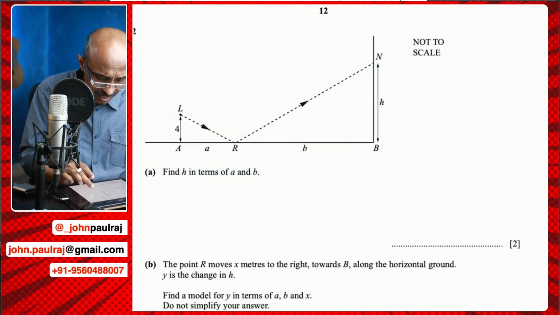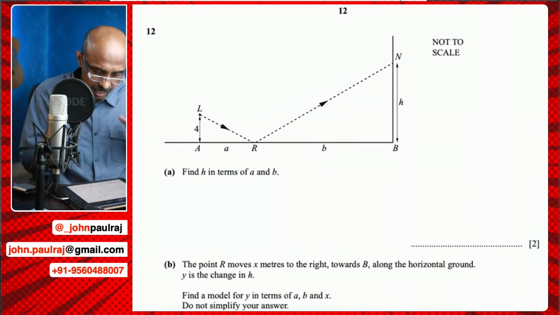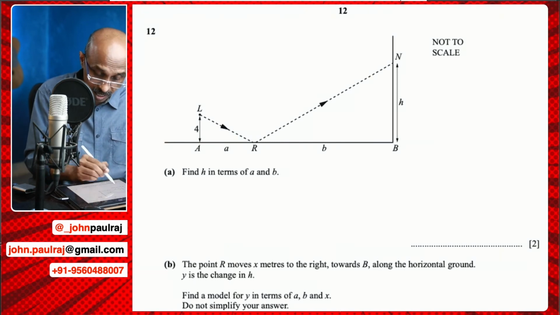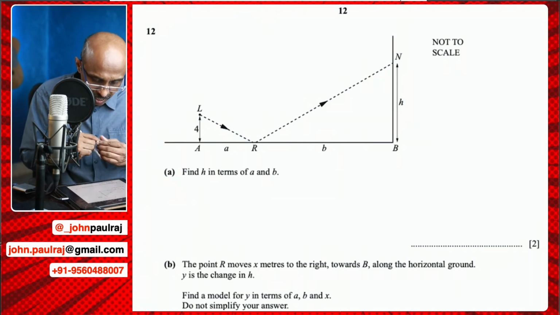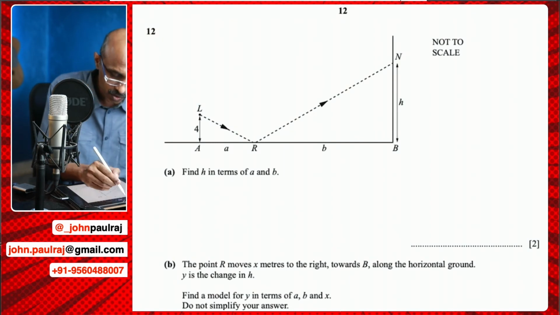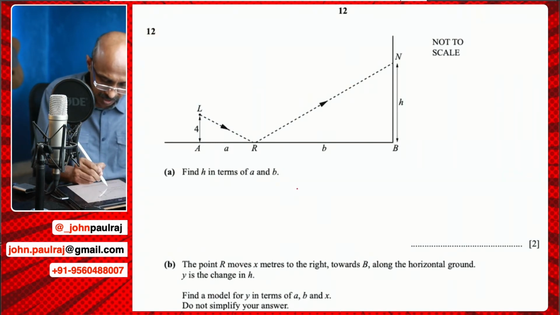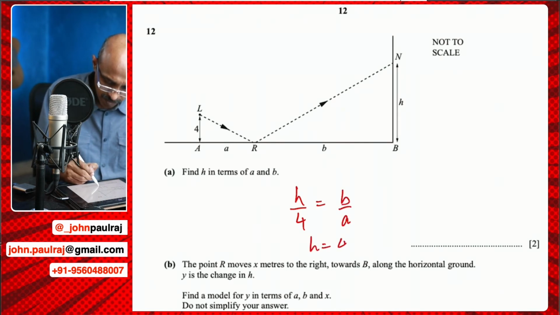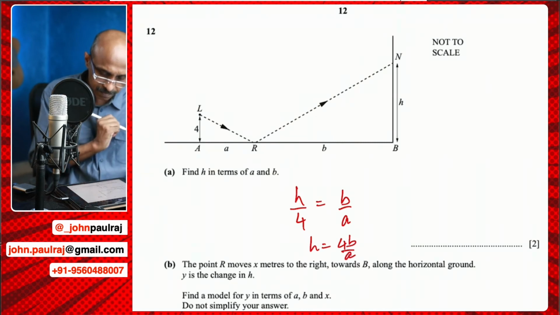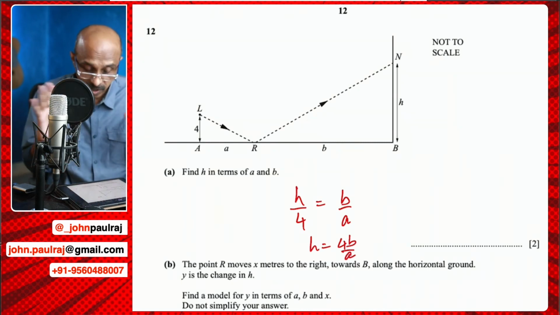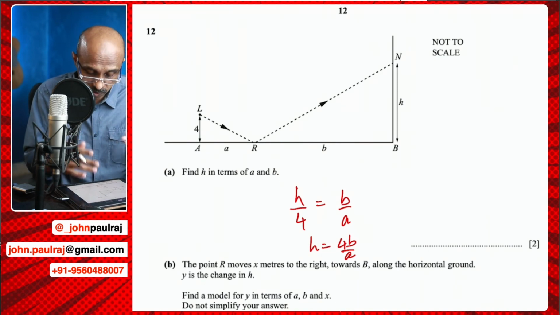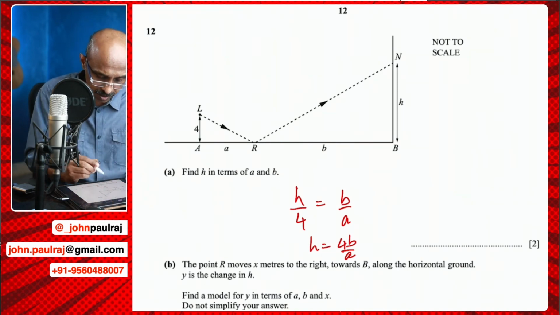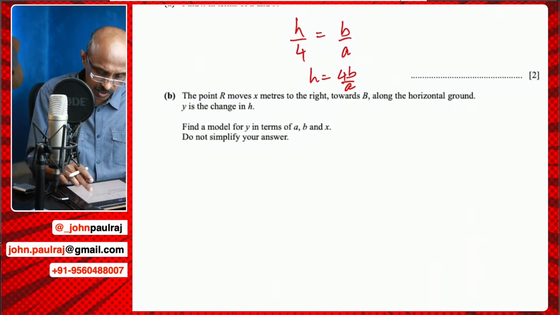All right, the last question, number 12. Now they give A, B, H, and 4. Find H in terms of A and B. We're going to use the same ratio that we started off with. We said H over 4 must be equal to B over A, or in other words, H is equal to 4B over A. Clear? That's because of the similar triangles. Throughout this question, we knew that these two triangles are going to be similar. So H over 4 is equal to B over A, and you get H is equal to 4B over A.